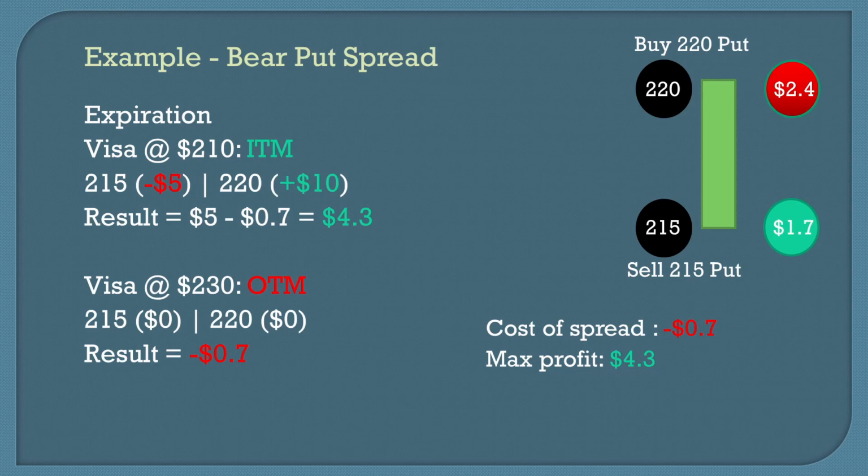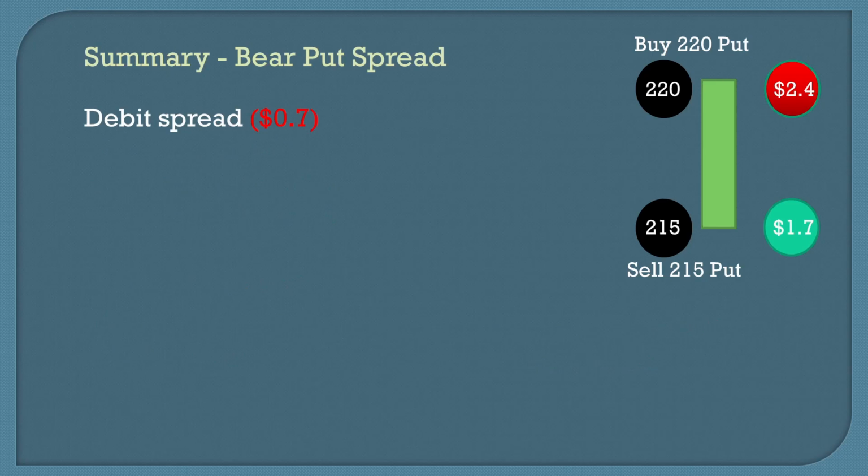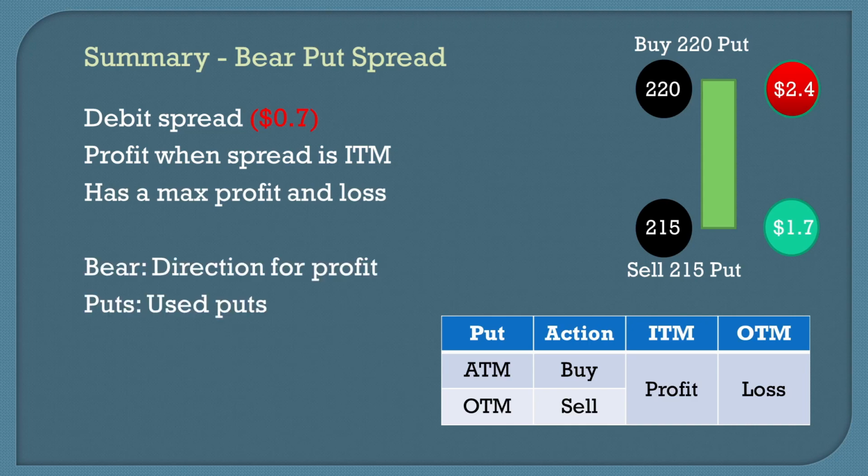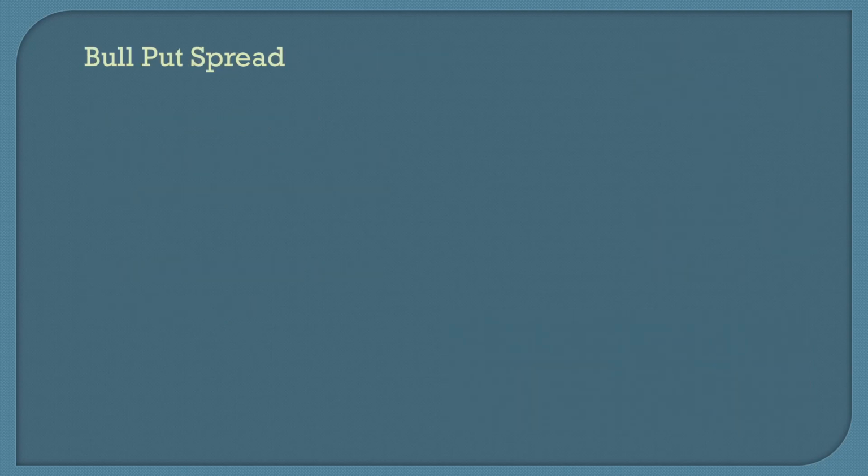So in summary, bear put spreads are a debit spread as you have to pay money to open them. You profit when the stock moves down and the spread becomes in the money. As with all vertical spreads, it has a max profit and loss amount. As the name suggests, bear refers to the direction the spread must move for you to be profitable, and puts refers to the type of options used. Now onto the last spread we will review today, bull put spreads.